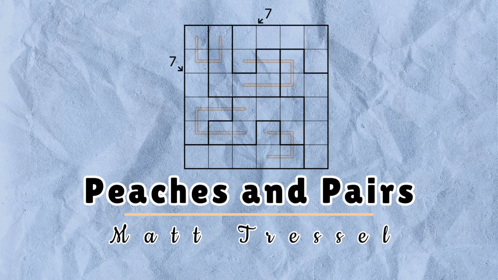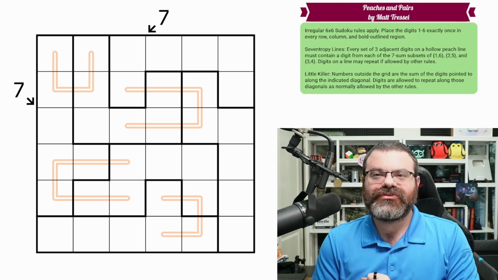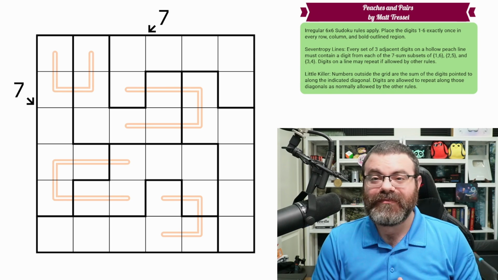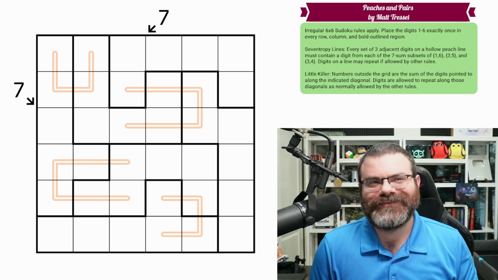Hello, let's continue our Sudoku adventure with Peaches and Pears by Matt Tressel. So this continues our theme week where we're doing entropic-like lines. So far they've all been modular lines, but today is different. We have 7-tropy lines. Pretty fun.